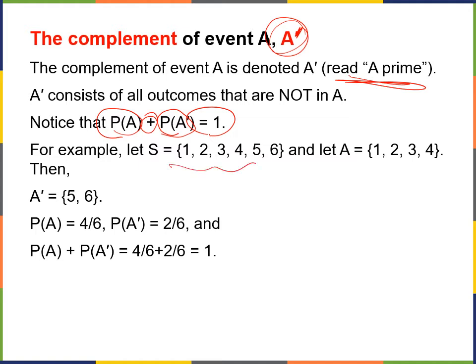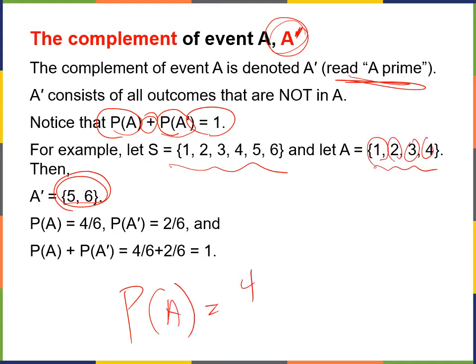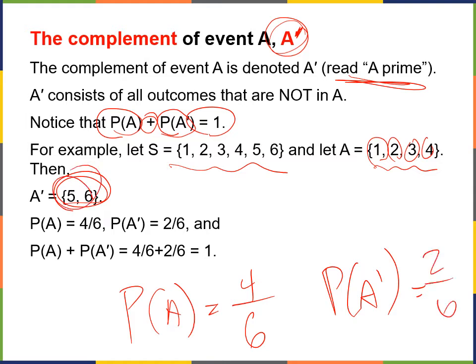So let S be the sample space. Let's say a random sample space is 1, 2, 3, 4, 5, 6. Doesn't matter what that stands for. If A are the outcomes 1, 2, 3, and 4, then A complement would be that not happening, so the only other option would be that complement is 5 and 6. So if I said, okay, what's the probability that you get A? Well, A is 1, 2, 3, 4, so there's 4 of them out of 6 possibilities. And the probability that you get A complement, well, there's 2 of them out of 6 possibilities. Add them together, you get 6 out of 6, and you get 1.